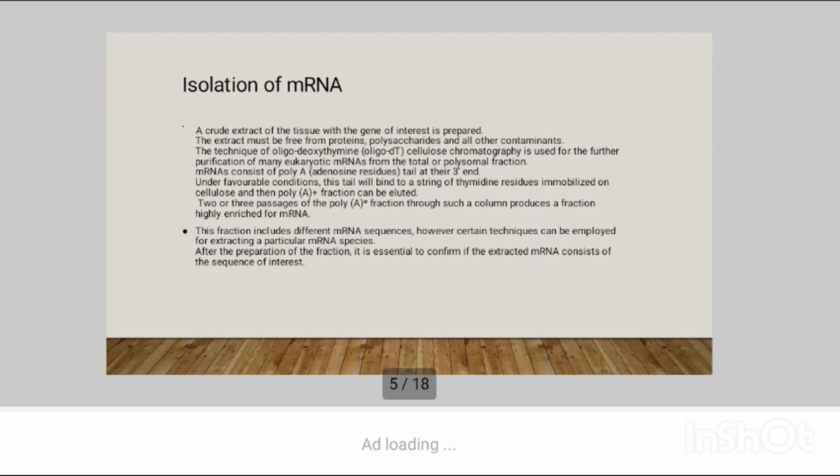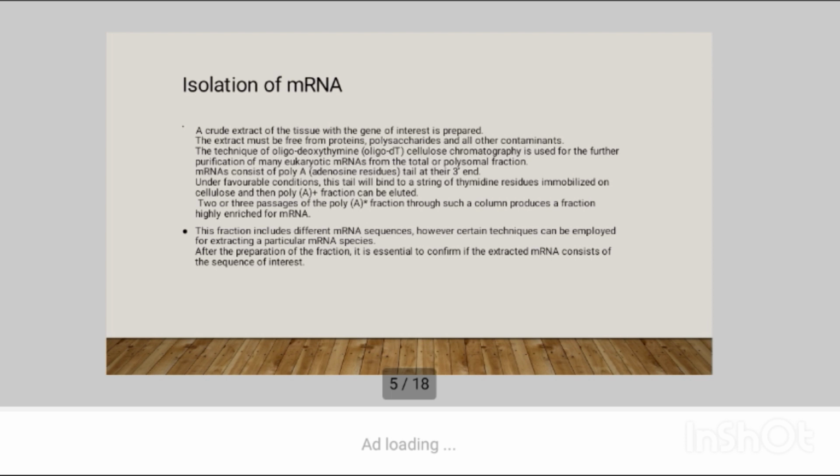First, isolation of mRNA. A tissue with the gene of interest is prepared and the extract must be free from proteins, polysaccharides and all other contaminants. So the technique of oligo-dT cellulose chromatography is used for the further purification of many eukaryotic mRNAs from the total or polysomal fractions. mRNA consists of a poly-A, that is adenosine residues tail, at their 3' end.